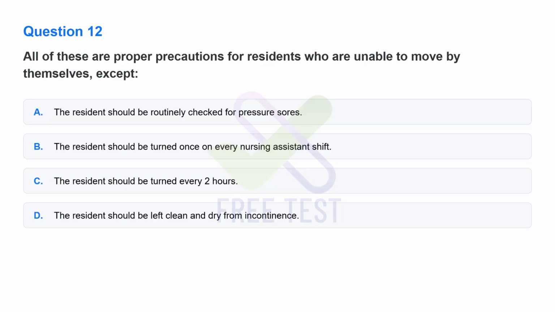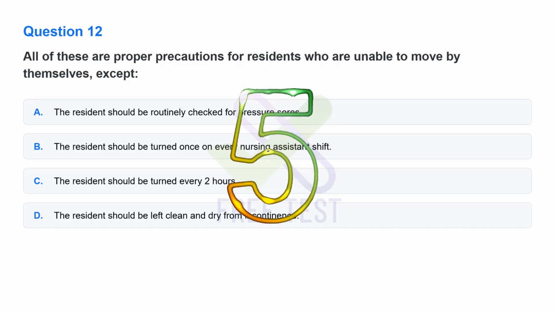All of these are proper precautions for residents who are unable to move by themselves, except which one? A. The resident should be routinely checked for pressure sores. B. The resident should be turned once on every nursing assistant shift. C. The resident should be turned every 2 hours. D. The resident should be left clean and dry from incontinence.